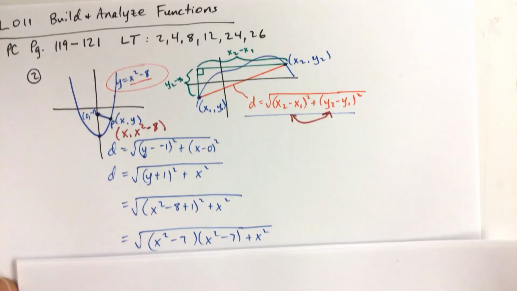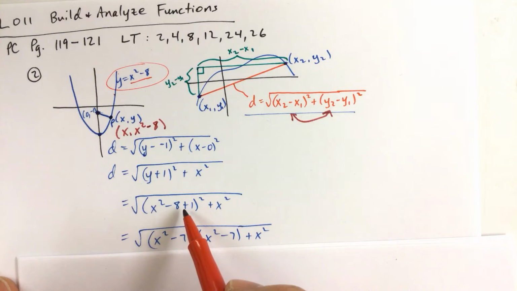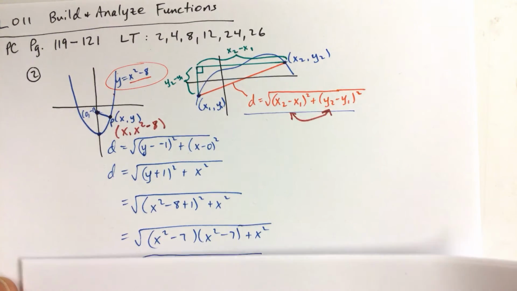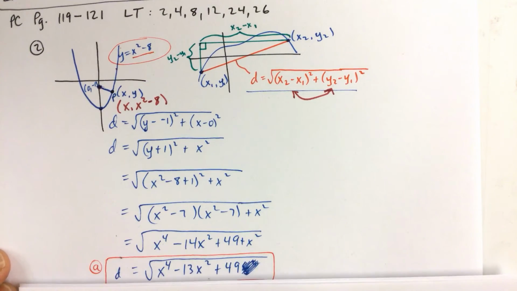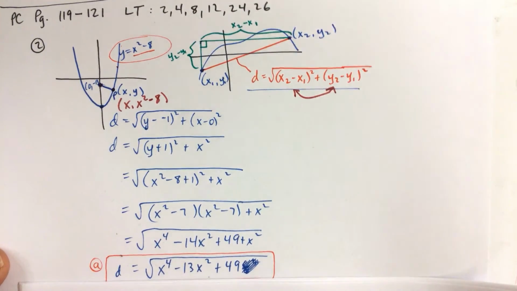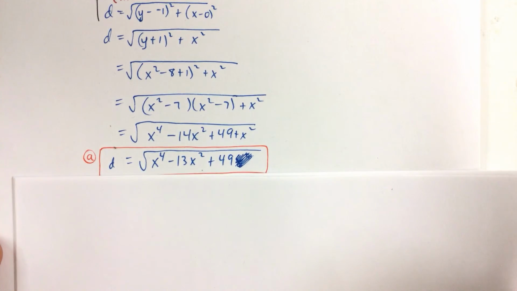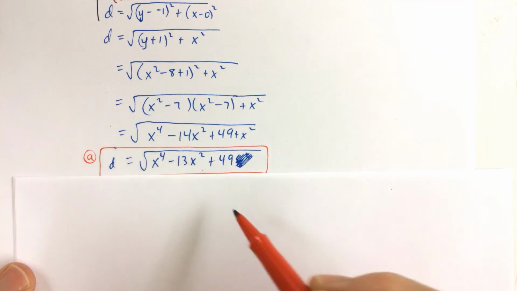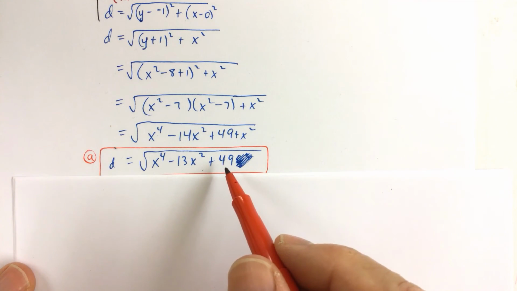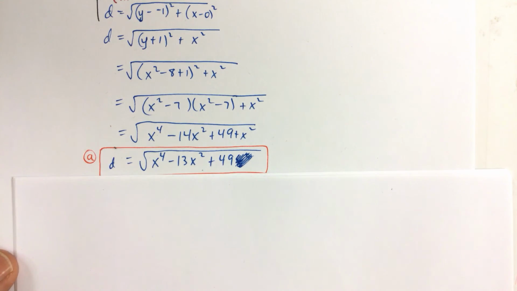simplifying gives us x squared minus 7 quantity squared, multiplying that out, and simplifying underneath the radical, we get the distance is equal to what we see here, the square root of x to the 4th minus 13x squared plus 49. So that's part A. That's the answer for part A.